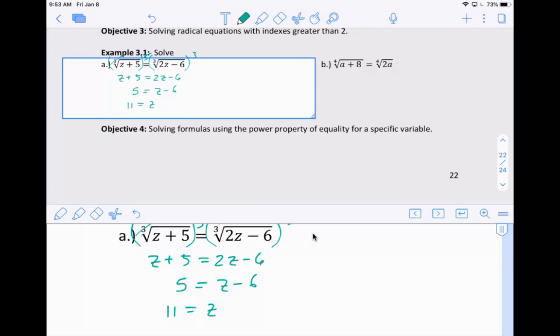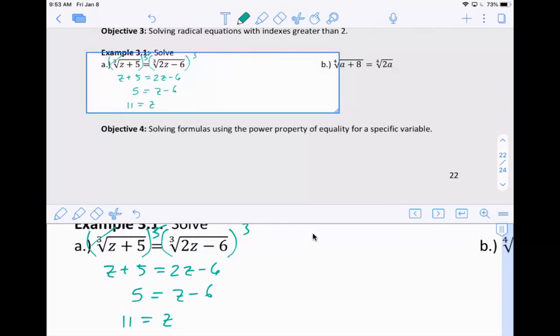Quick check. 11 plus 5 is 16. The cubed root of 16 is 4. No, it's not. The cubed root of 16 is not a whole number. It's 2 root 2. On the other side, we have 2 times 11 is 22. 22 minus 6 is also 16. So we also get the cubed root of 16. And something does equal itself. So z equals 11 is good.